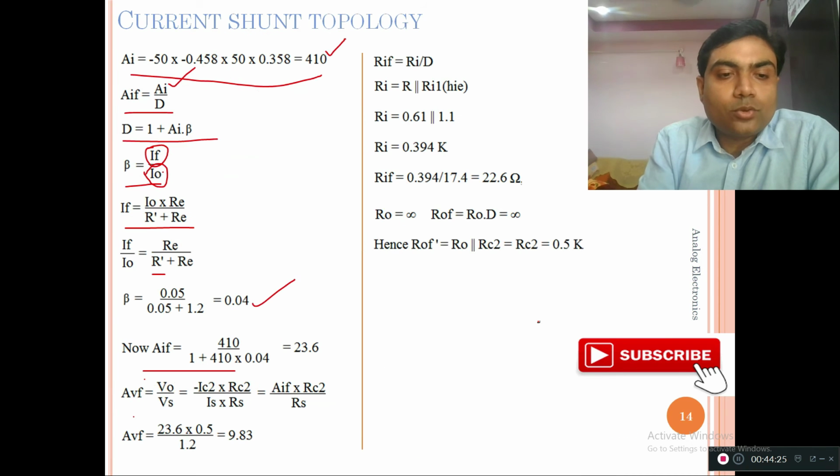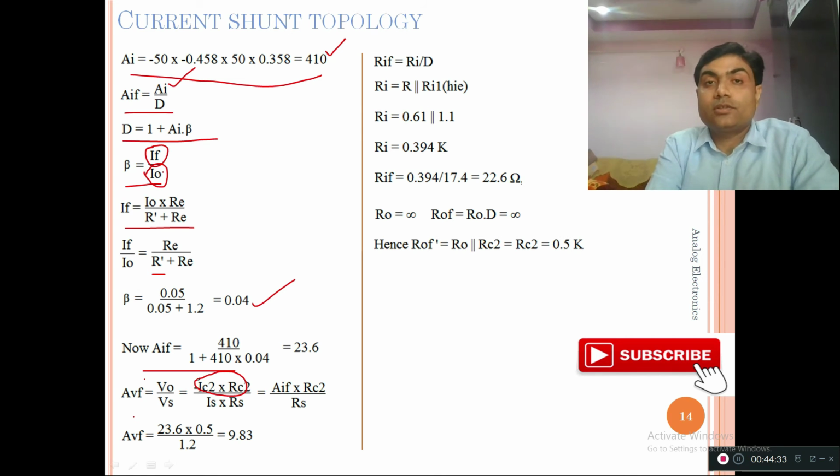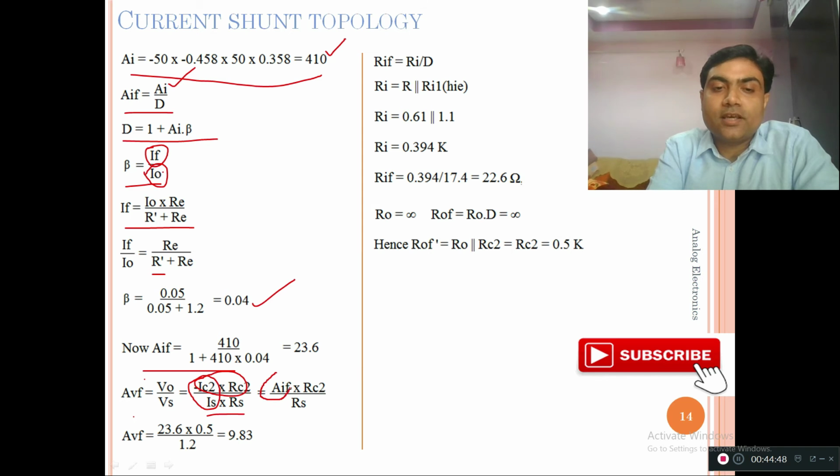So RC2 gives me the value of V naught by multiplying the current IC2 into RC2. So IC2 and RC2 upon what is Vs? Is into Rs. Okay, so what is this? This IC2 upon Is we have already calculated. This is nothing but AIF.